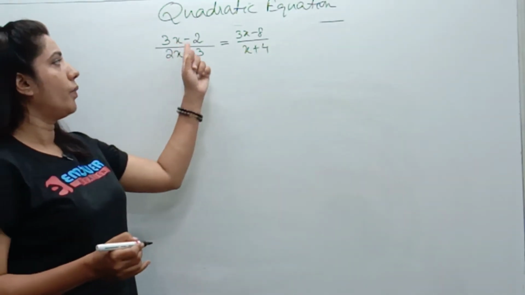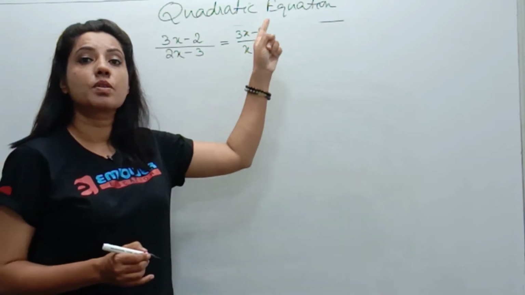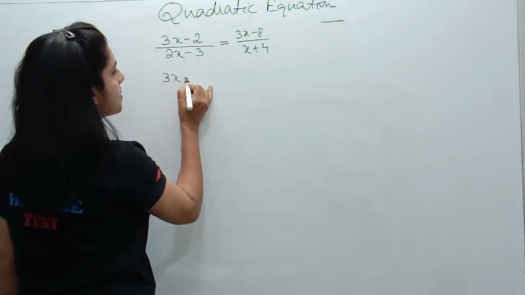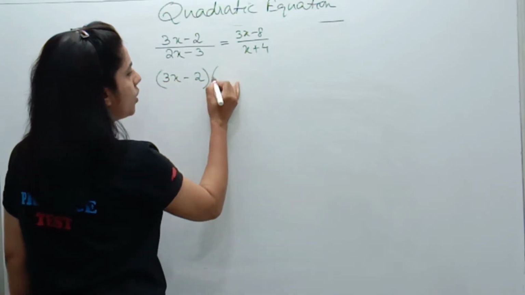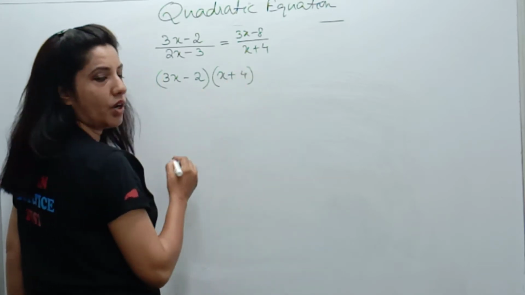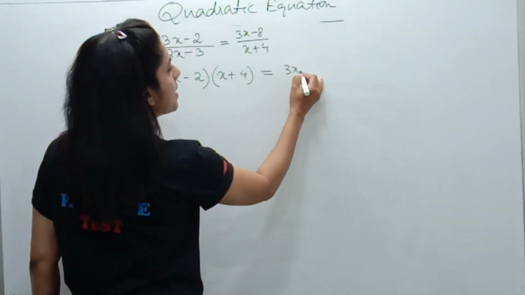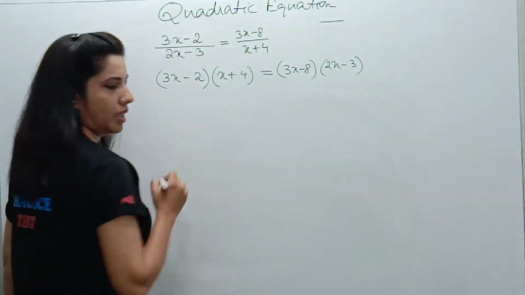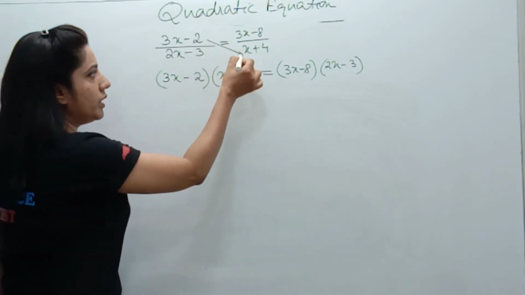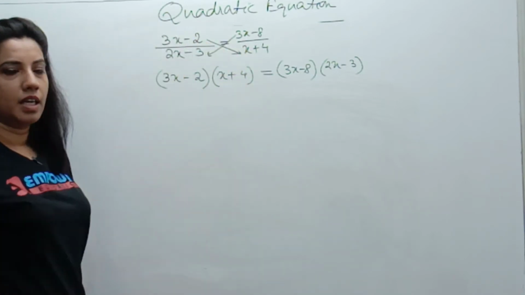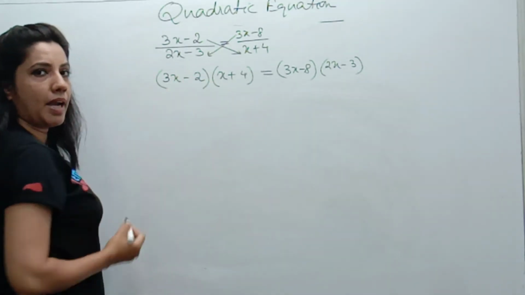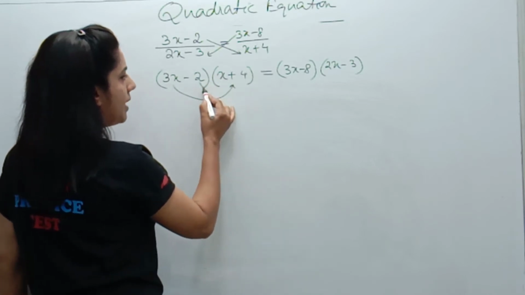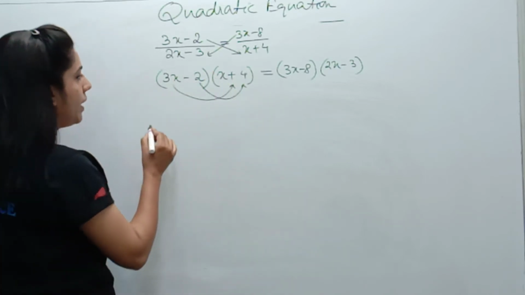So when you are given the equation like this, we need to cross multiply. This has to be cross multiplied. So like (3x minus 2) whole into (x plus 4) will be equal to (3x minus 8) whole into (2x minus 3). So we cross multiply. This into this is equal to this into this. Now this is a binomial into a binomial. How do we do it? We do 3x into this whole thing and then minus 2 into this whole thing. So do it that way.